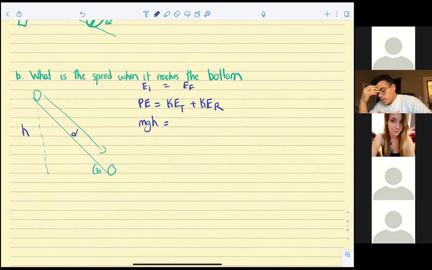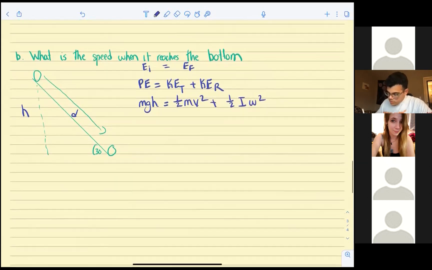And what's the kinetic energy translational term? One half mv squared, good. An object that's moving has that. What about the rotational term? One half I omega squared. Good. So now the question is to solve for v.